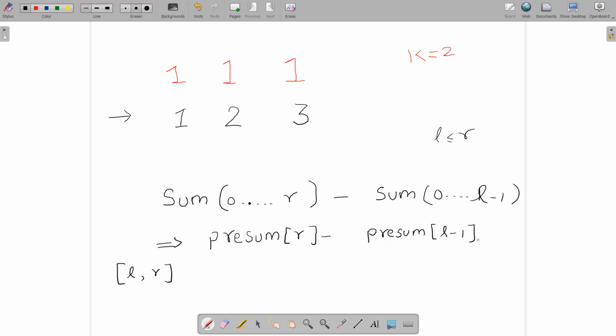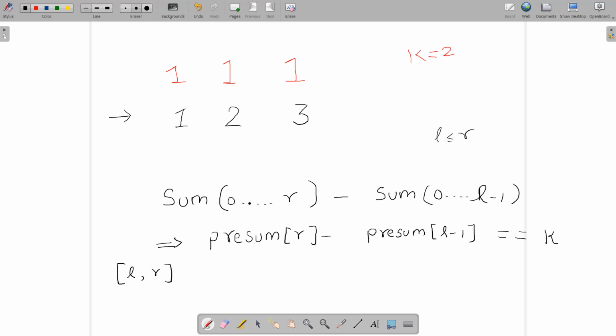And if you notice the problem, we have been asked what is the total number of subarrays which will satisfy this condition, that the sum is exactly equal to k, right? So how can we track the frequencies of the total number of such subarrays with the help of this equation?